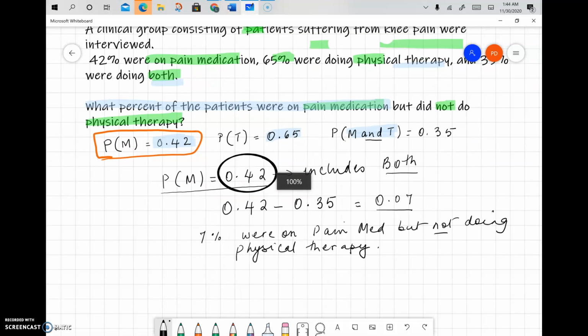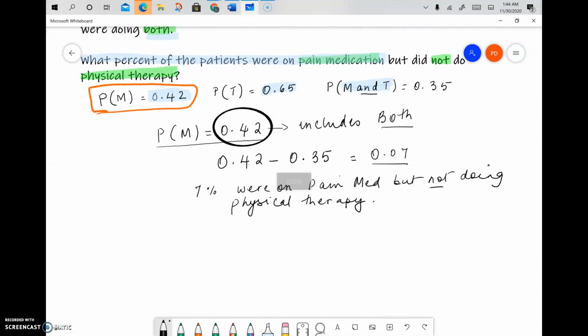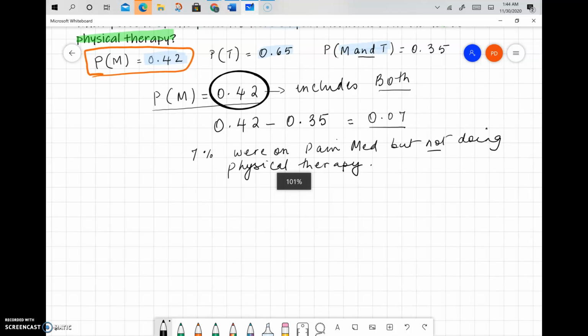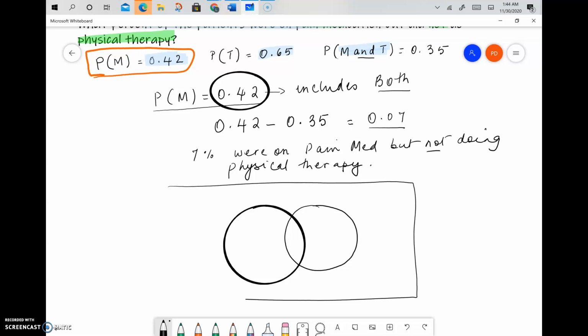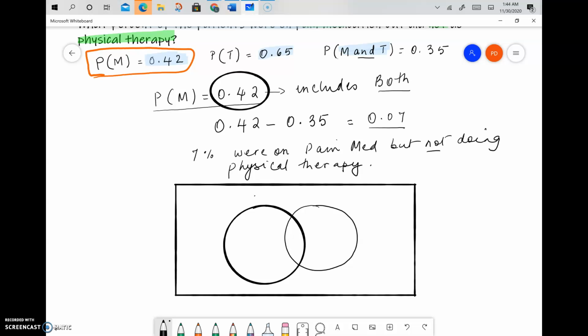Now, another way in which we could answer this question is by using Venn diagrams. So we have two overlapping circles. In this case, clearly they're overlapping circles. So this is pain medication and this is physical therapy. We need the rectangle outside because there could be patients who were doing neither physical therapy nor taking any sort of pain medication.